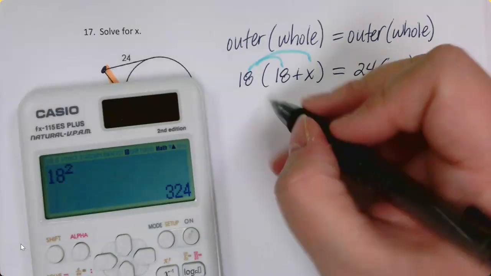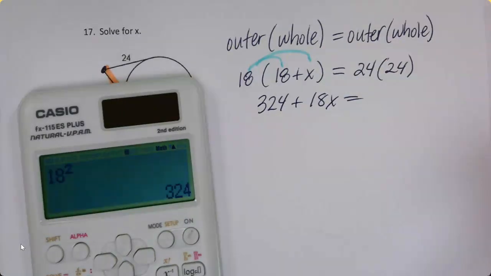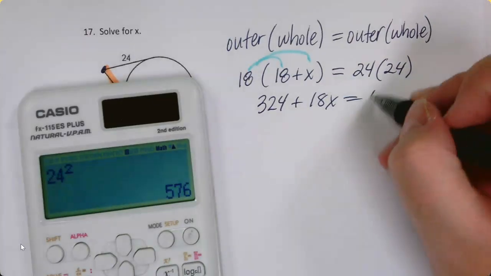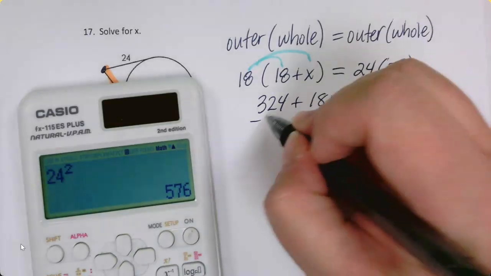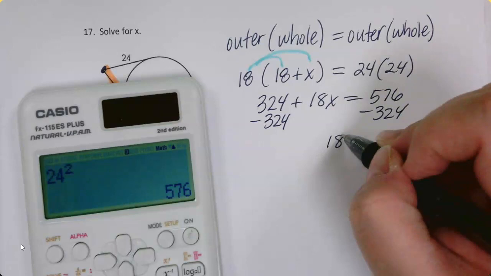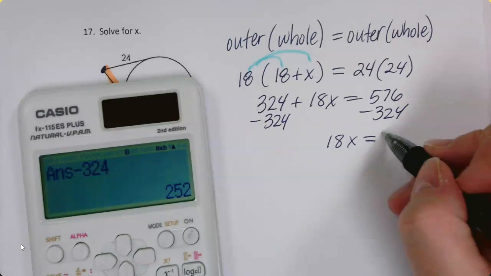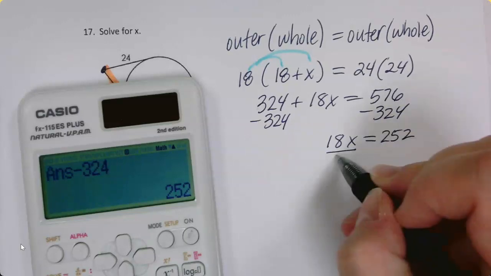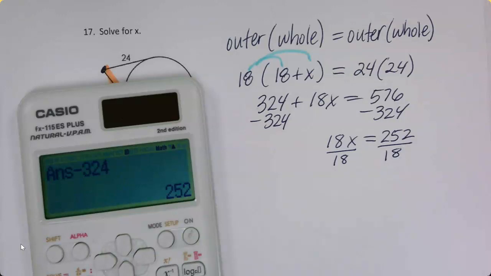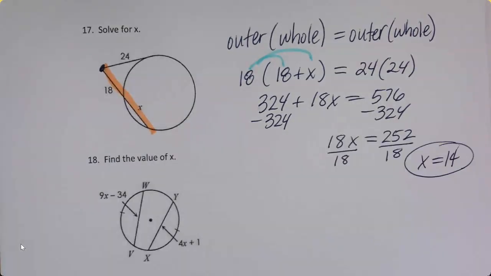That's 324 plus 18x equals, and then I need to square my 24. And that's 576. 18x equals 576 minus 324, which is 252. 252 divided by 18 is 14. And that's my answer.